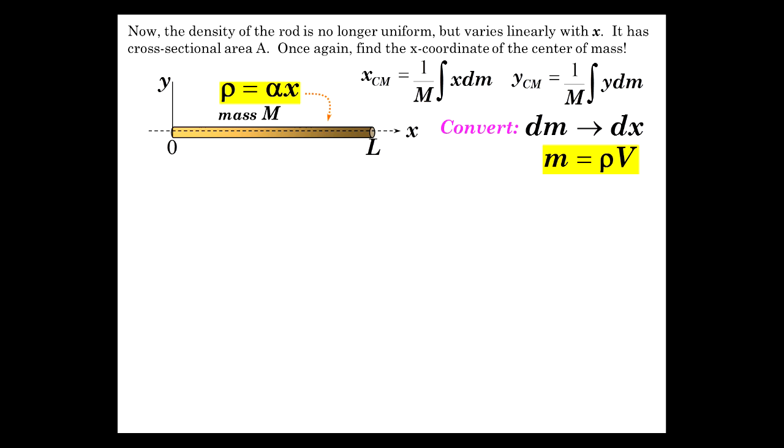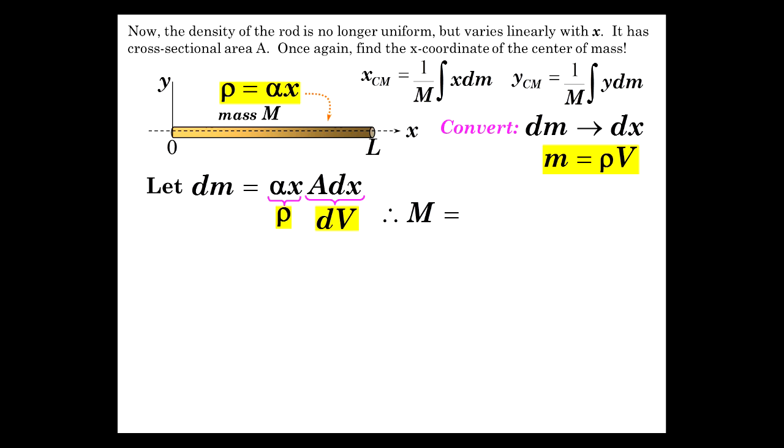Realizing that the mass is density times volume and density changes, we're going to utilize that idea and let dm be alpha x, which is density, times the differential volume, A dx, cross-sectional area A, times dx. So dm is rho dV. Goes back to this. Mass is density times volume, so differential mass is density times differential volume. That's all we're saying here. So dm is rho dV, which is alpha x times A dx.